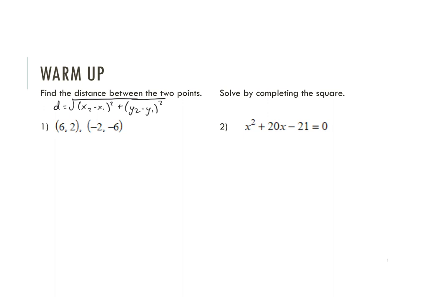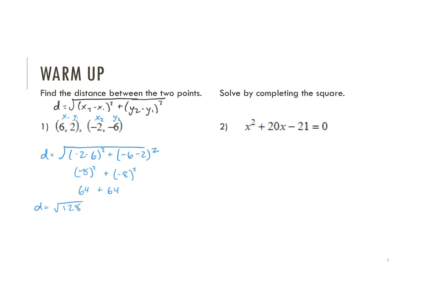All right, then when we go to do this, we have x1, y1, x2, y2, and we're going to plug this in. So distance is equal to the square root of -2 minus 6 squared plus -6 minus 2 squared. This gives us -8 squared plus -8 squared, which in turn gives us 64 plus 64. When we add these two numbers together, we get the square root of 128.